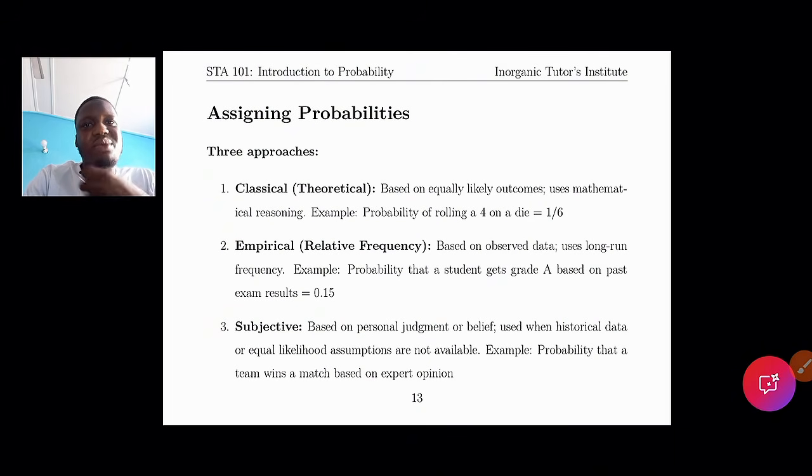Then you keep drawing. You draw 10,000 balls. So this is what you do. That's what we say is based on observed data. What you see is what you use to assign the probability. You don't know the number of balls in there, so you have to use what you observe from the experiment you are doing, then you assign the probability.